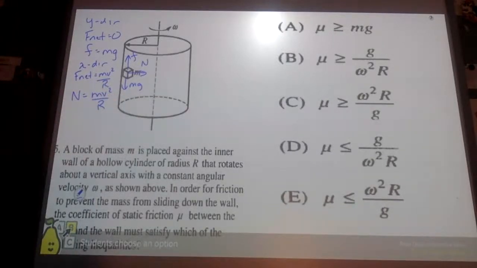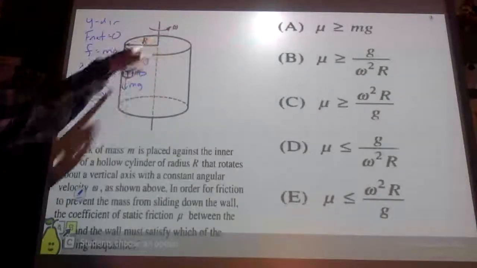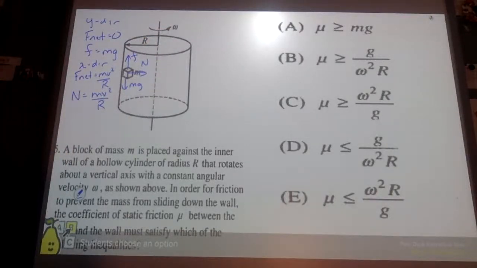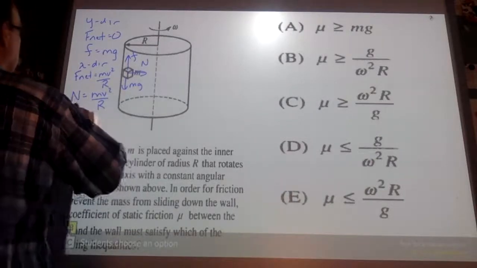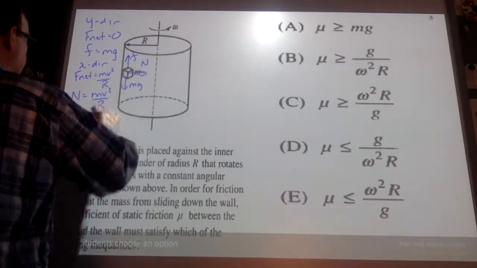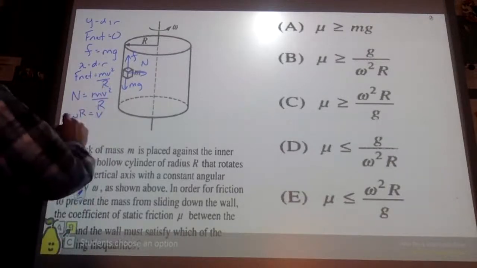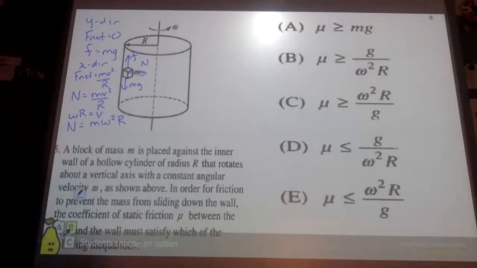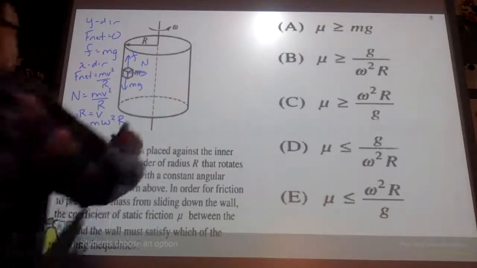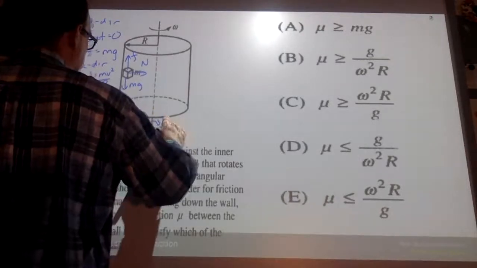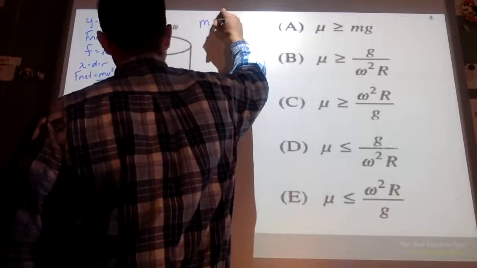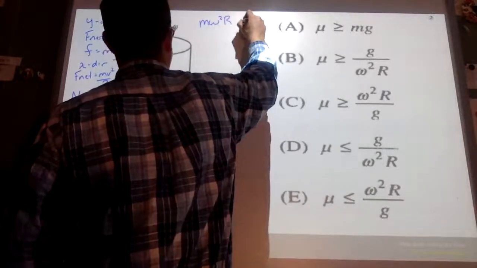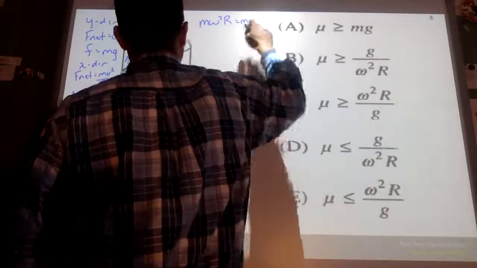We have a non-slipping situation here. I'm going to get angular velocity in for regular velocity. So angular velocity times r is equal to v. So I'm going to plug this in for v squared, and I'm going to get that N is equal to m omega squared r. So we'd have omega squared r squared, and it would cancel one r out. So this would be equal to mv squared over r. So I have m omega squared r is equal to N.